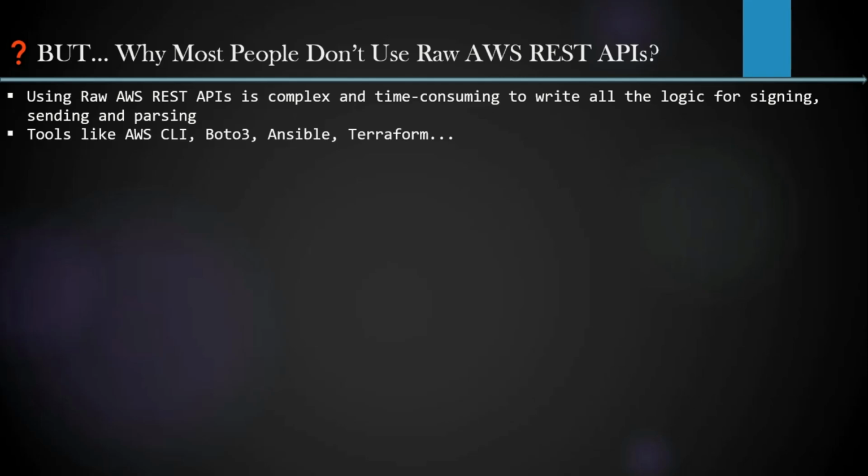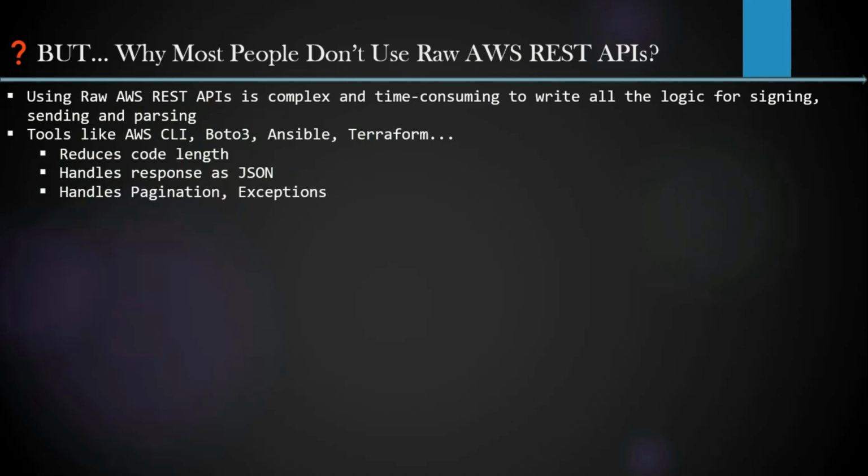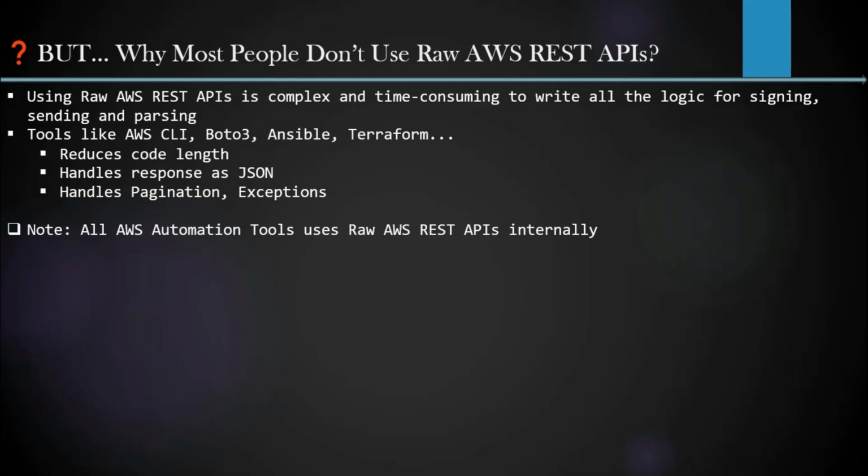And what are the advantages if you use tools like these? The very first one is reduced code length and handling the response as JSON. See, the default raw AWS REST API response is XML data. But using these tools, you can optionally get the response as JSON. And it is very easy to read and parse JSON data, right? And these tools also handle pagination and exceptions. And finally, be clear, all AWS automation tools use raw AWS REST APIs internally.